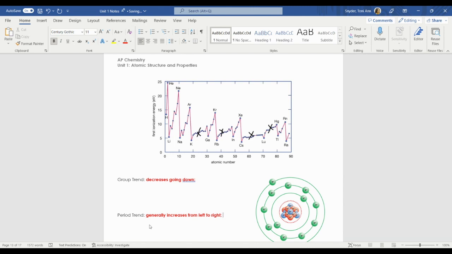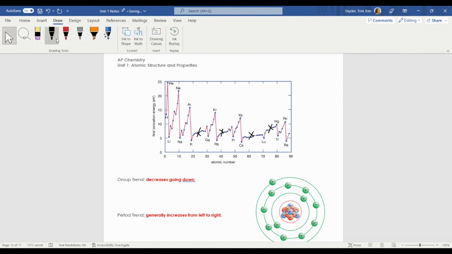Let's talk about what this means. Why would our group trend decrease going down, and why would our period trend increase generally? Why do we have those anomalies? Let's think about it. As I go down a group, so I have lithium.